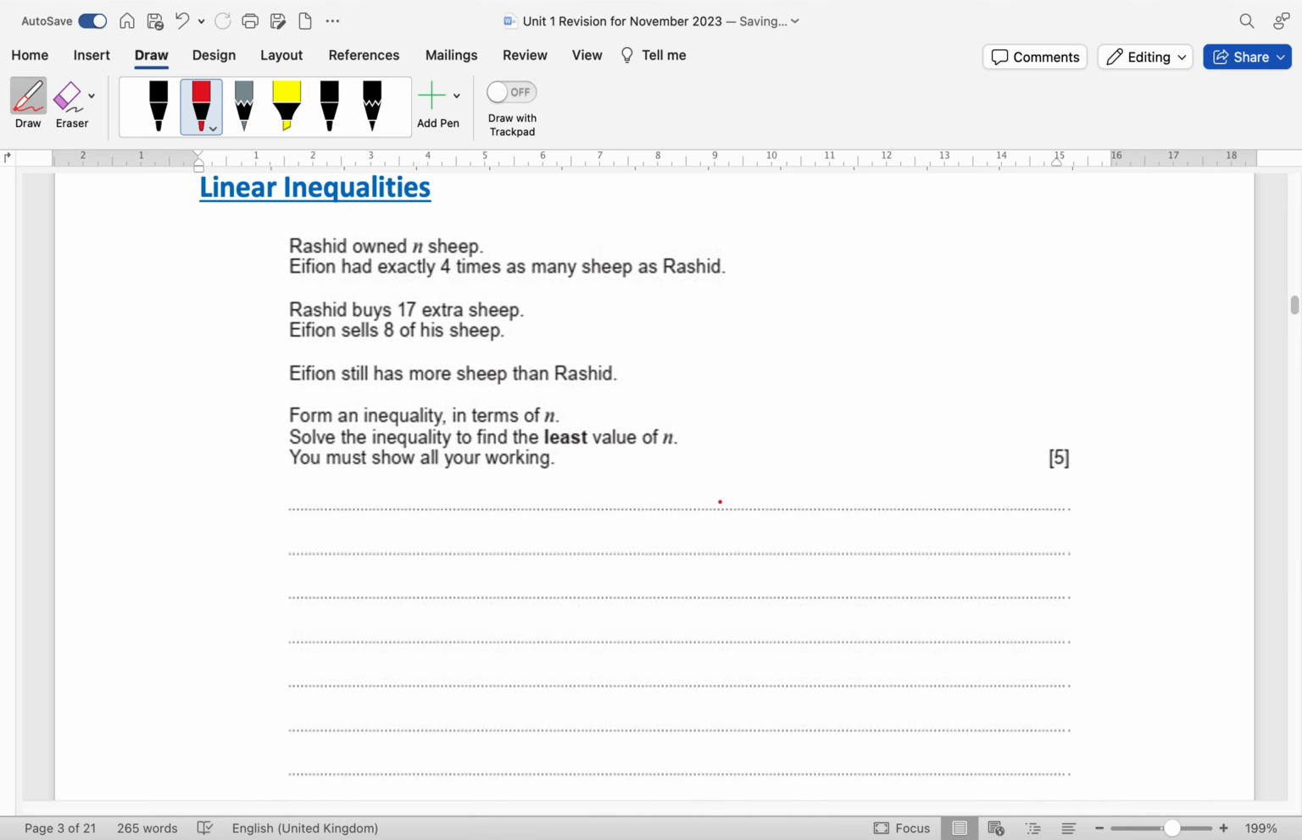Linear inequalities, good old cheap question. So if we write the people involved, there might be 2 people, 3 people, I don't know, right? In this case, it's Rashid and Ivion. Rashid owns n sheep. Ivion has 4 times as many. Rashid buys 17 more sheep. Ivion sells 8 of his sheep. Ivion still has more than Rashid, so we need to get the inequality set up.